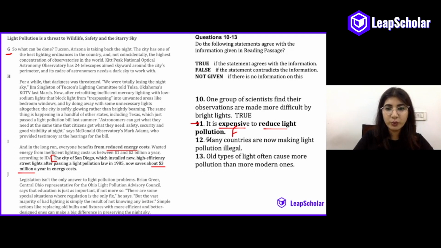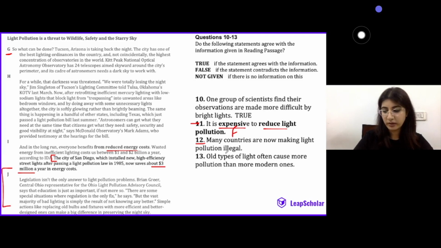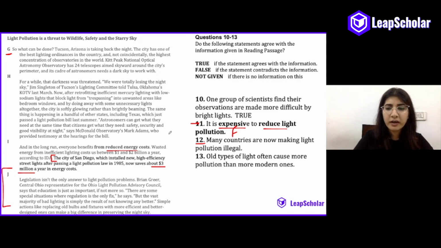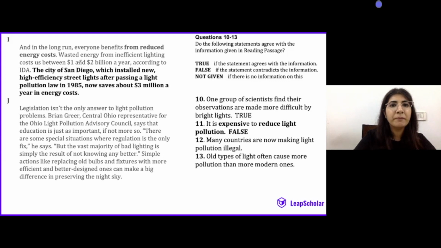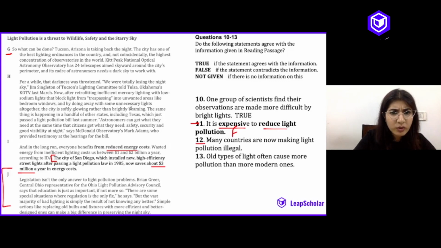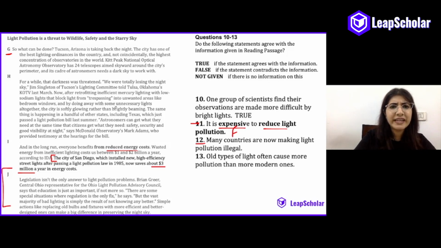Moving forward to number 12. Now I need to look for the answer to 12 in the paragraph below I. In this paragraph, there's absolutely nothing which talks about many countries now making light pollution illegal. There's something about states passing laws, but that's in a paragraph above this one. Here it talks about different states passing a light pollution bill. The same thing is happening in a handful of other states.